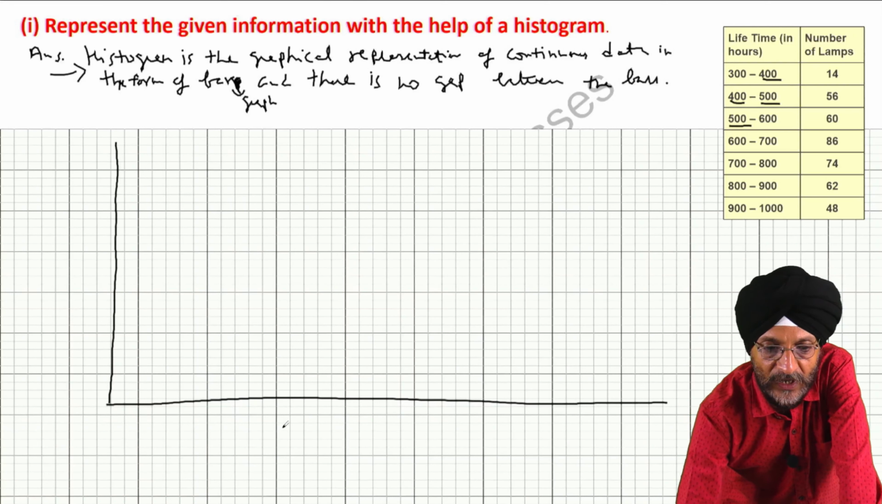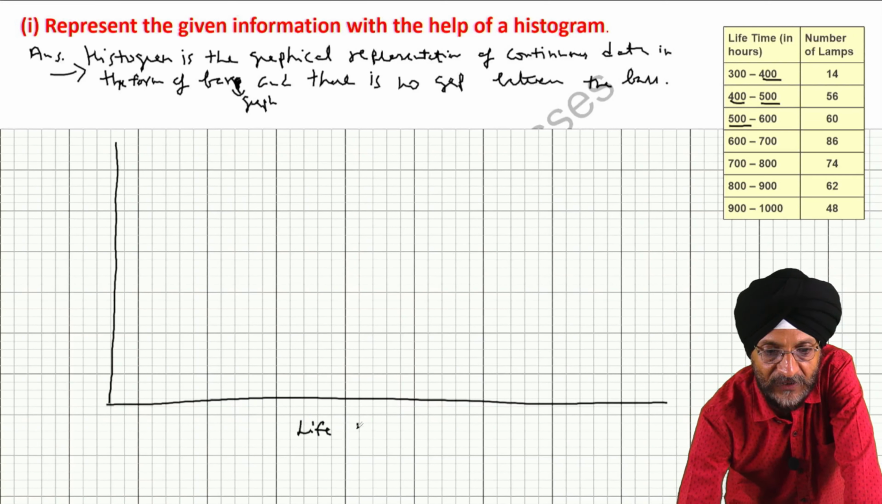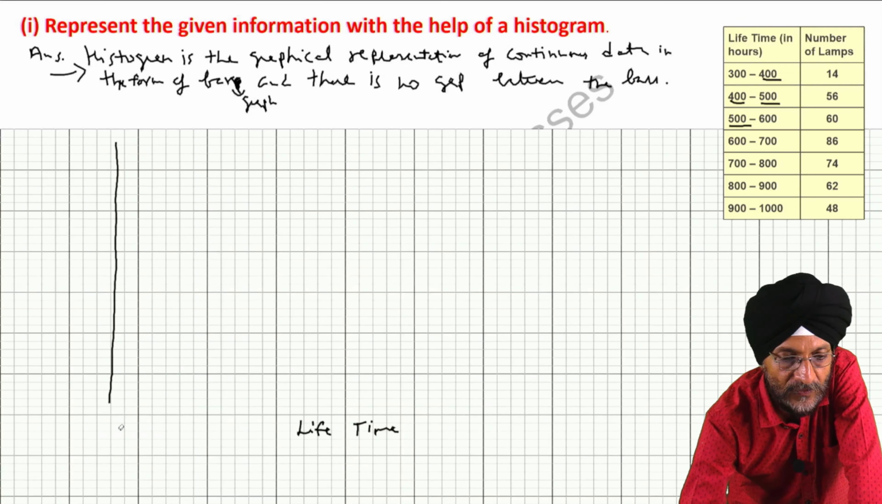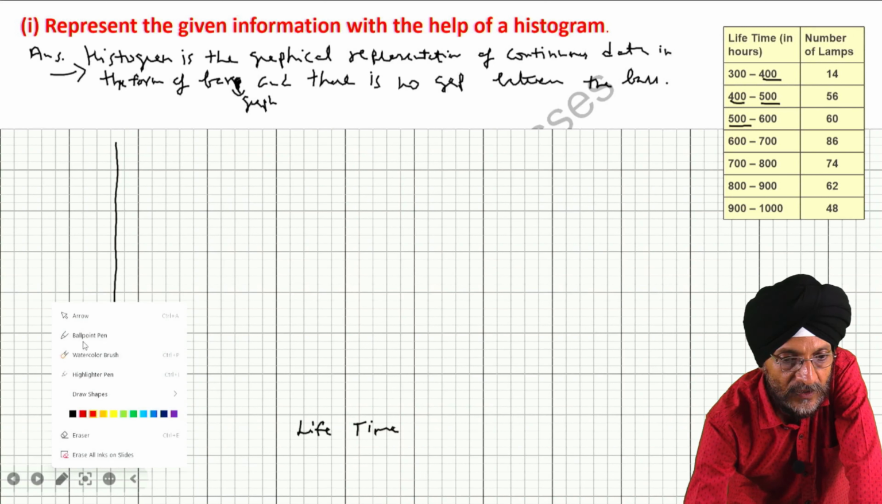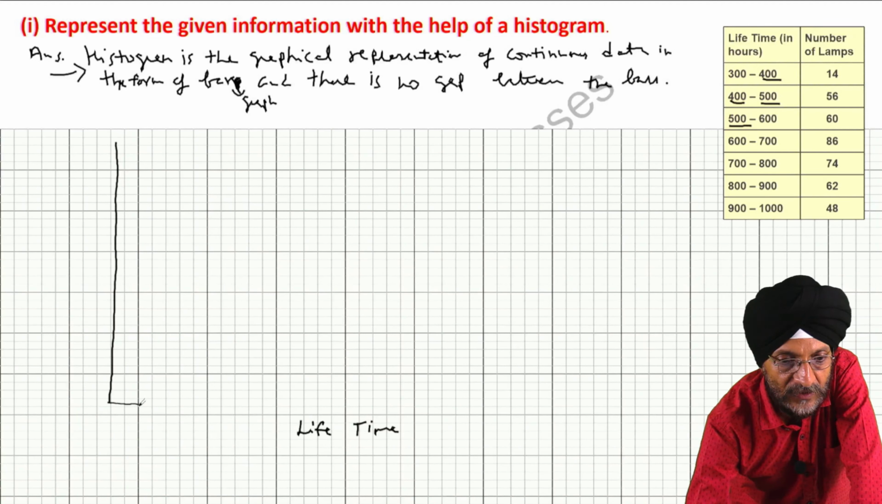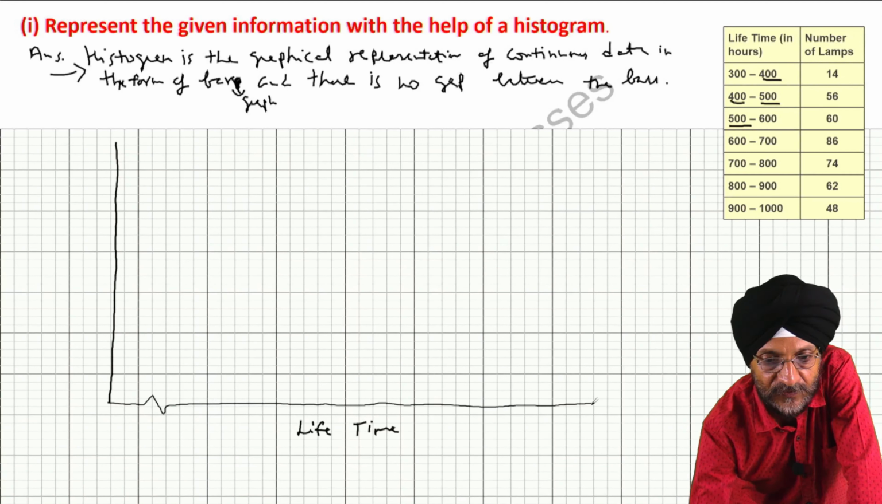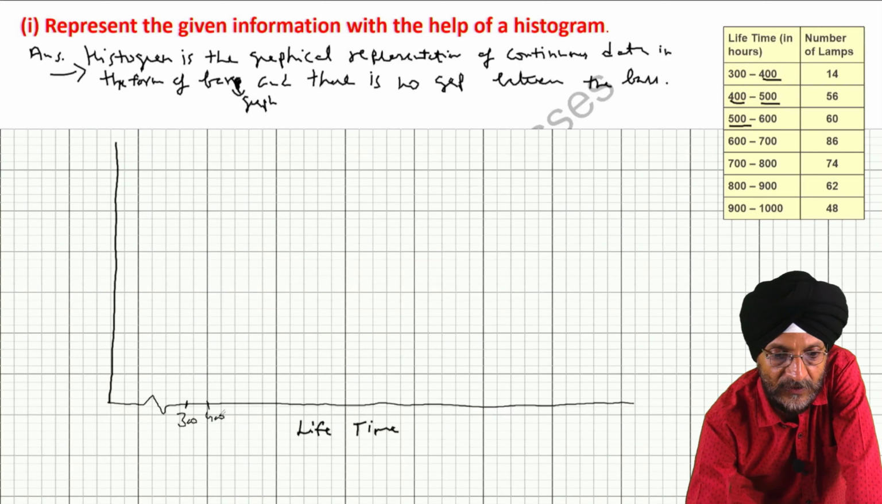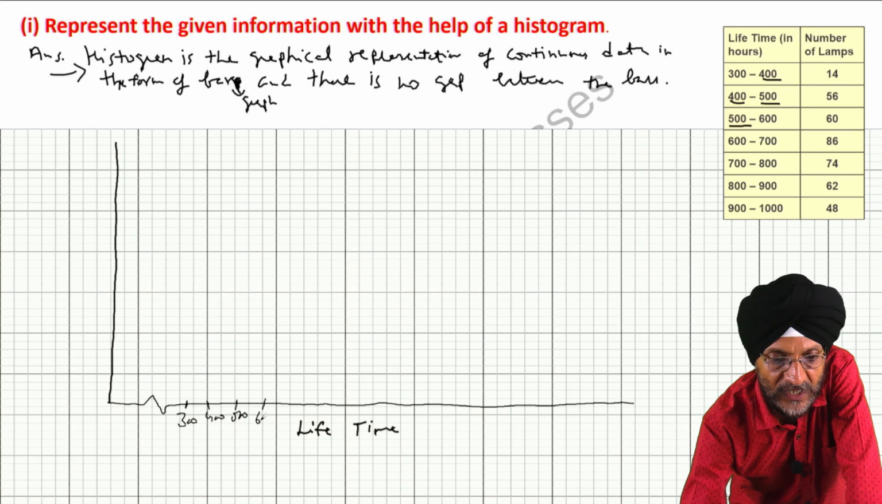Here we will mention lifetime. Here we have not formed a kink, because we will start here from, say, 300, then it will be 400. After every 2 cells we are mentioning the same.